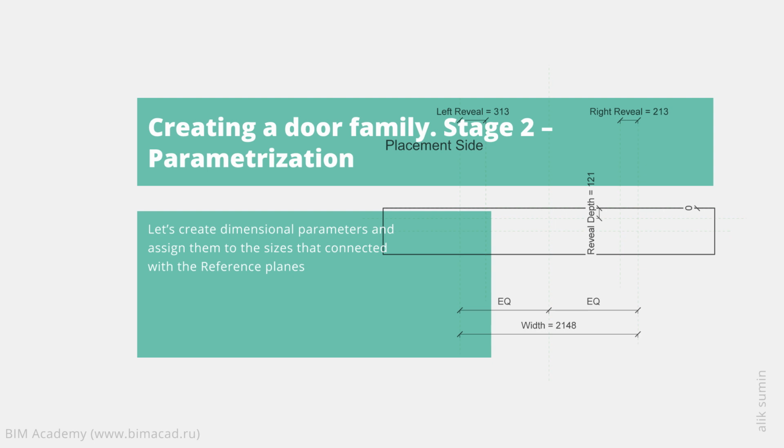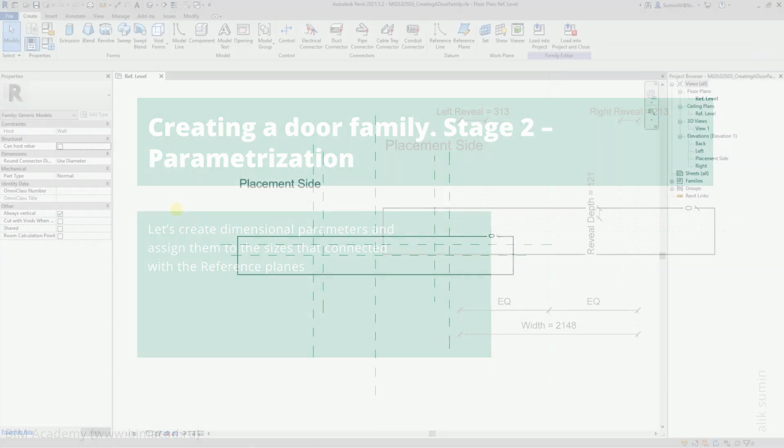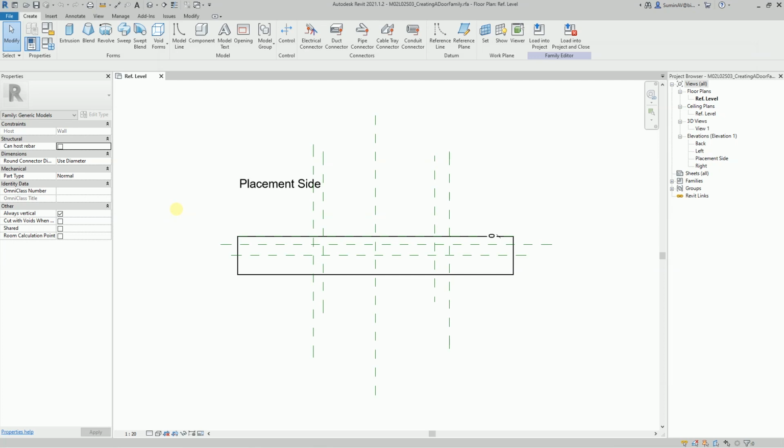As we know, the second stage of the family creation is parameterization. Let's parameterize our reference planes. But before that, let's pay attention to the family properties. First, we see that the host is written here, and this parameter is unchangeable.